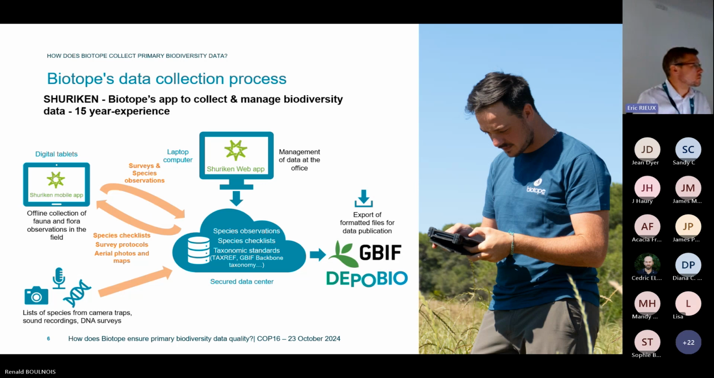In addition to that, batches of data can be incorporated from other sources, for example a large amount of data from camera trap surveys, sound recording surveys, and also eDNA surveys. So this is at a glance. Once all the data has been gathered into the cloud, it can be exported in any format. We generally use two formats: the GBIF one to share the data worldwide, and also DEPOBIO, a specific format in the French regulatory framework, because for all data gathered in the framework of environmental impact assessments in French territories, regulations require sharing the data on a specific platform called DEPOBIO, Deposit of Biodiversity, for non-French speakers.